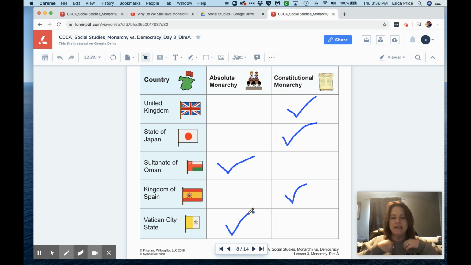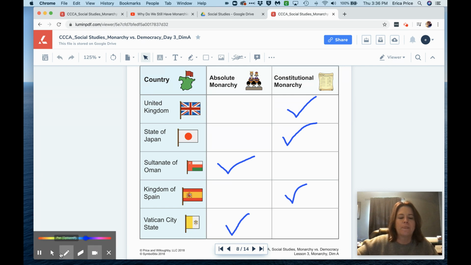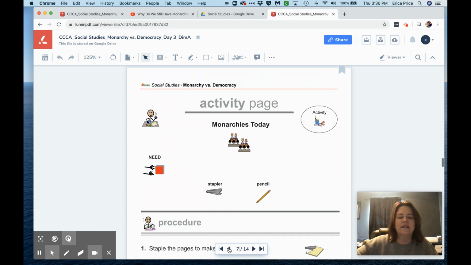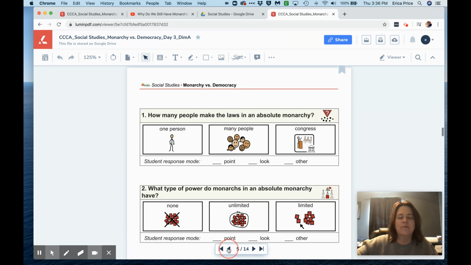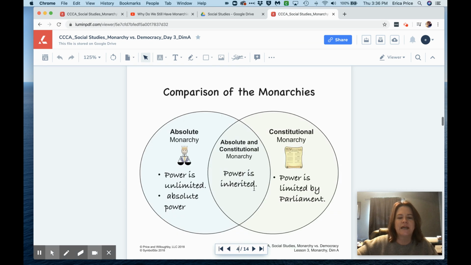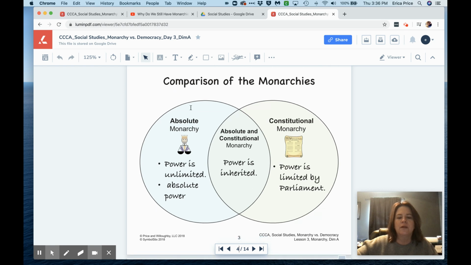So these are our different monarchies, absolute and the constitutional. Let's look at that Venn diagram one more time before we call it quits for today and compare the two. Absolute monarchy, power is unlimited, absolute power. Constitutional monarchy, power is limited by parliament. And the thing they have in common is both have power that is inherited.